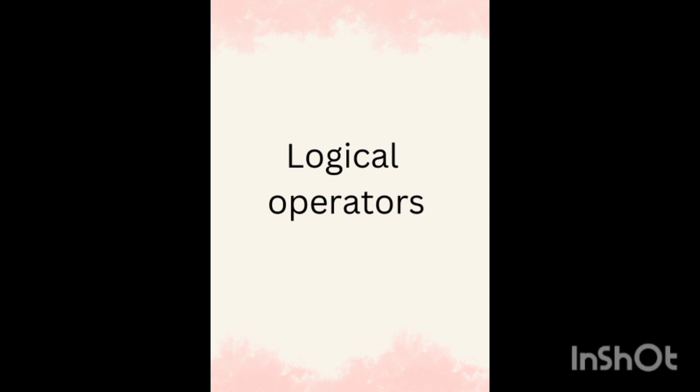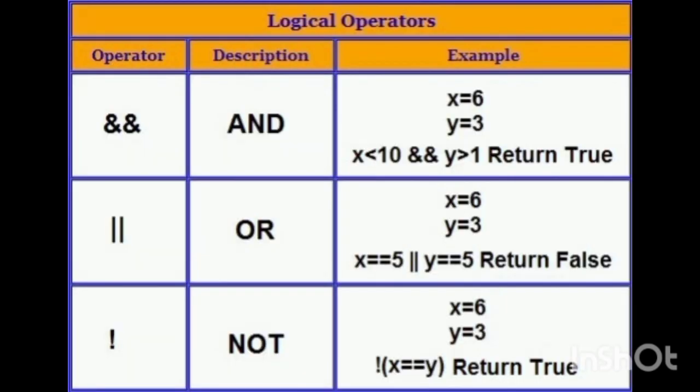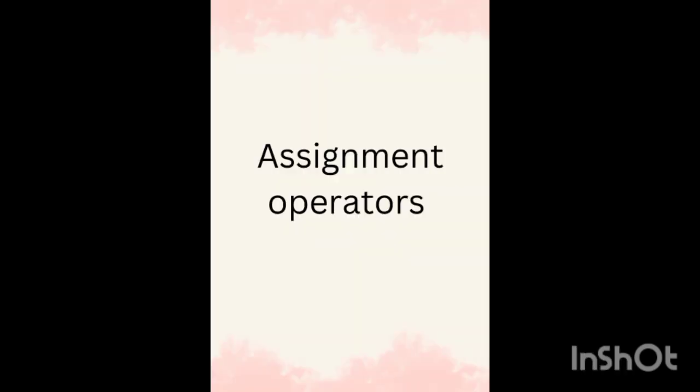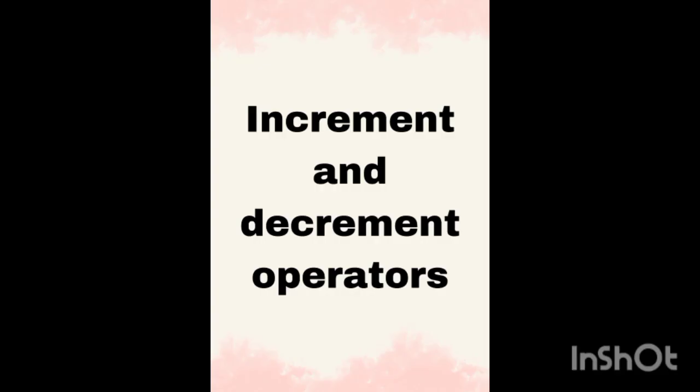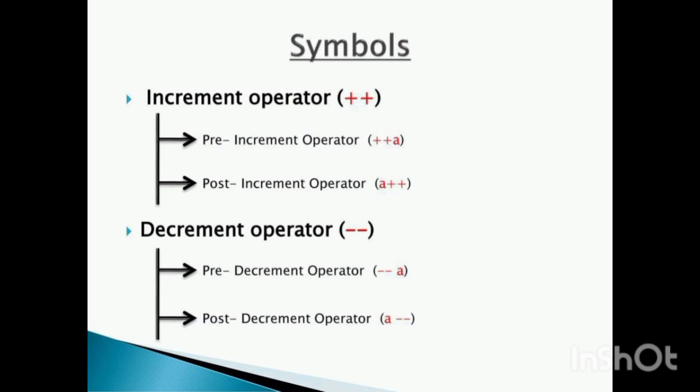Logical operators in C. There are 3 types of logical operators in C: and, or, and not. Assignment operators in C. There are 5 types of assignment operators in C: addition, subtraction, multiplication, division and modulus. Increment and decrement operators in C. There are 2 types of increment operator: pre-increment and post-increment. There are 2 types of decrement operator: pre-decrement and post-decrement.